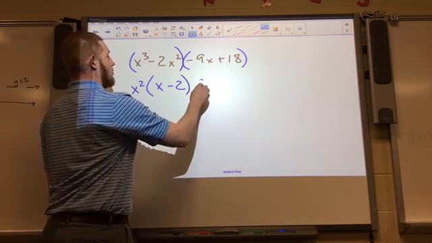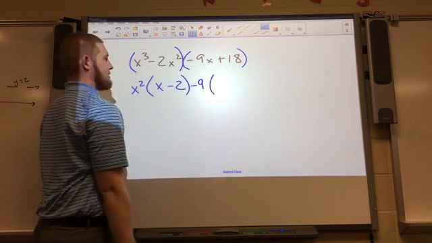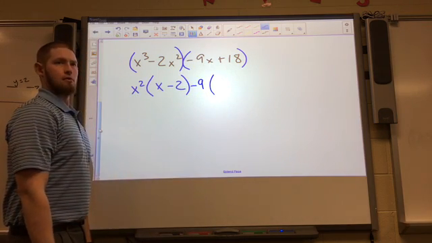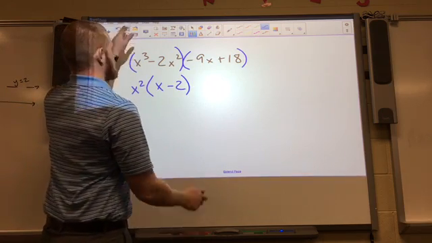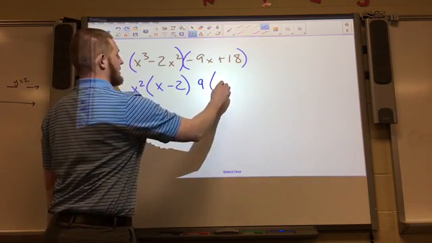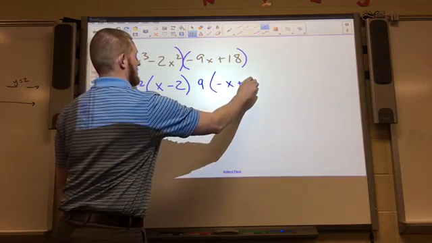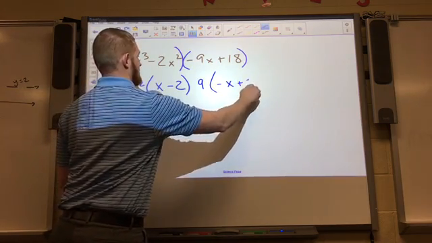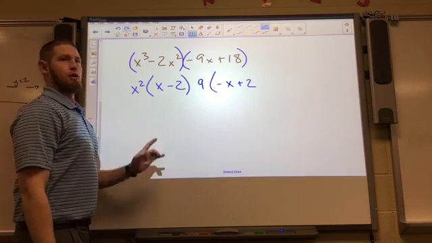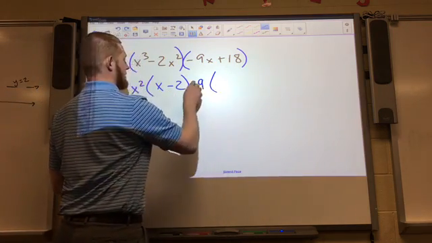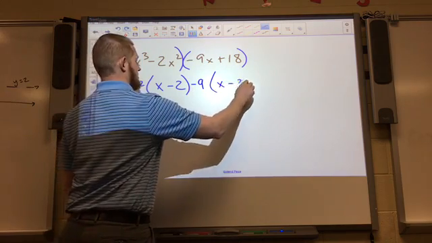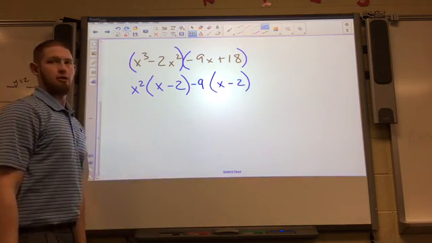Okay. Why'd you change that to a negative 9? If you would have done a positive 9, let's go ahead and do a positive 9, you would get negative x plus 2, right? We know that it has to be the same as this. Okay, so if we take out a negative 9, it gives me x minus 2, which is then good.